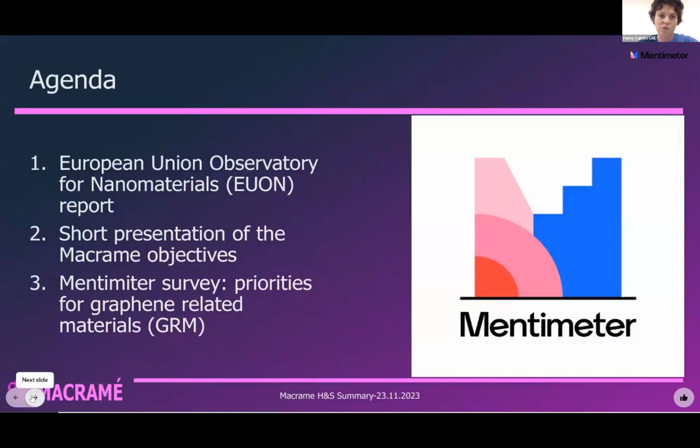As I was mentioning, in my presentation we have a short introduction where I would like to briefly mention the conclusion of a report made in 2022 from the European Union Observatory for Nanomaterials on graphene related materials. Then I will shortly talk about the objective of the MACRAME project in terms of the physical chemical characterization of graphene related materials. And after that, we will go through an active session of a Mentimeter survey.